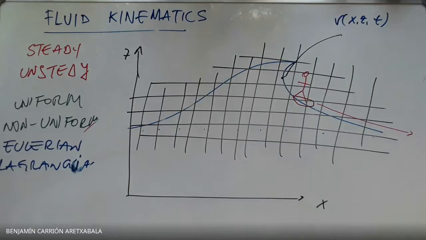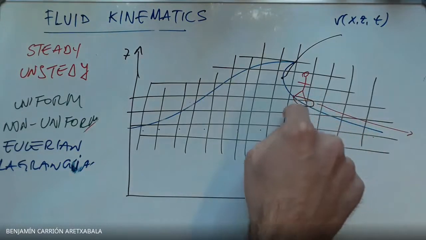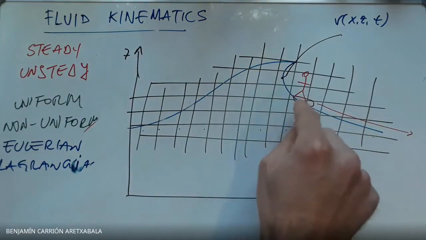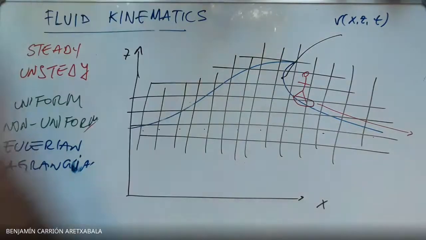You see, they both should give you the same answer. I mean, the velocity at this point, regardless if you measure it from the surfer or from a fixed point in space, they should give you the same velocity, right? But it can be a bit confusing. So before going into more details, let me show you an example.